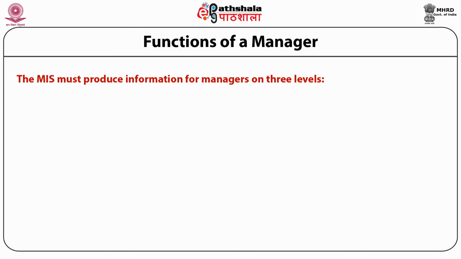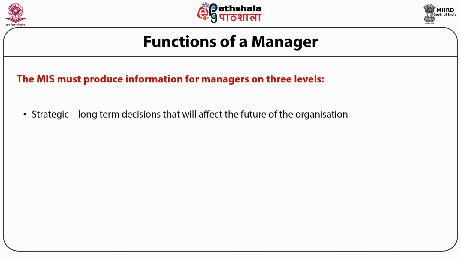The kind of information that is required to be produced for managers at various levels includes strategic information. That is, strategic is required for long-term decisions. Long-term decisions are required by managers which are at the top level, and these kinds of decisions affect the future course of action of the organization.